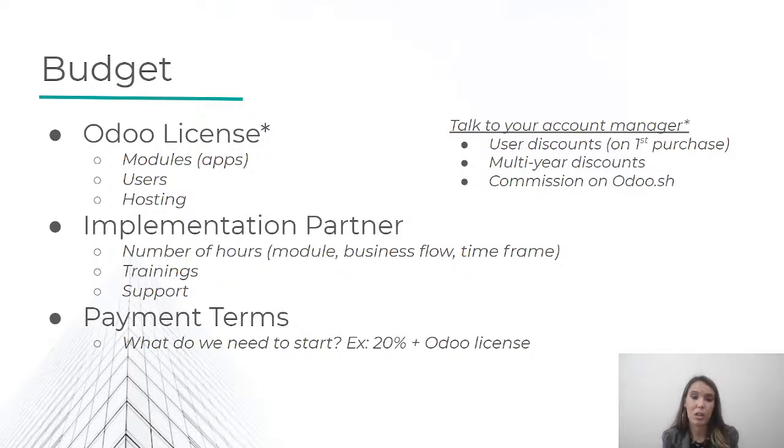Same thing with the training. Who's going to do the training? How many people from the partner side, and how many hours do you think that's going to be? These all have to be budgeted out, as well as the payment term. So what do we need to do to start? So the Odoo licensing is always the go point.